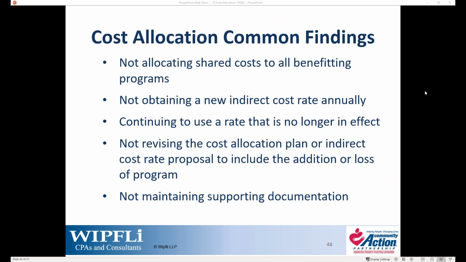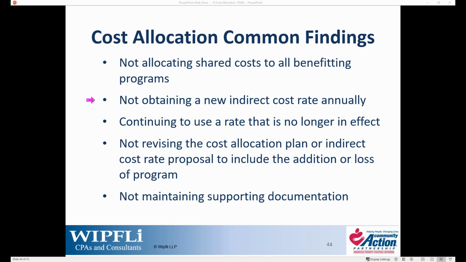So what are some common findings that we see with cost allocation plans? The first one is that you're not allocating all shared costs to all benefiting programs. We see agencies stop charging to that grant that only allows 5% admin because we've reached our 5%. Now, if you remember, you can't stop allocating just because they won't pay. You need to make sure that you're allocating as long as there's a benefit.